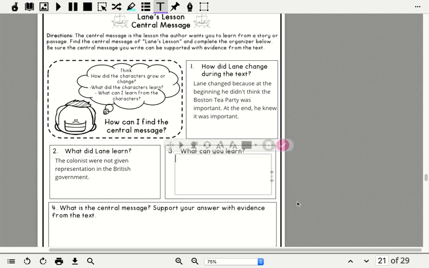So now it's asking what can you learn from this story. Well, I think at the beginning where Lane's like, I already know all about this. So when I think about that and it asks me, what can you learn? I'm going to say, I can learn that there is always more to learn about a topic. I don't always know everything.